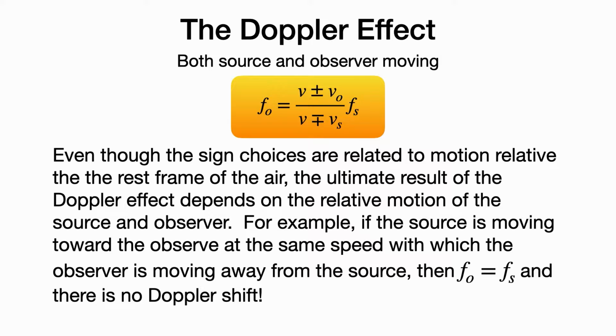For example, if the source is moving toward the observer at the same speed with which the observer is moving away from the source, then the signs of the terms in the numerator and denominator of the equation will be equal and the terms will cancel. In that case, the observed frequency and the source frequency will be the same, and there is no Doppler shift.